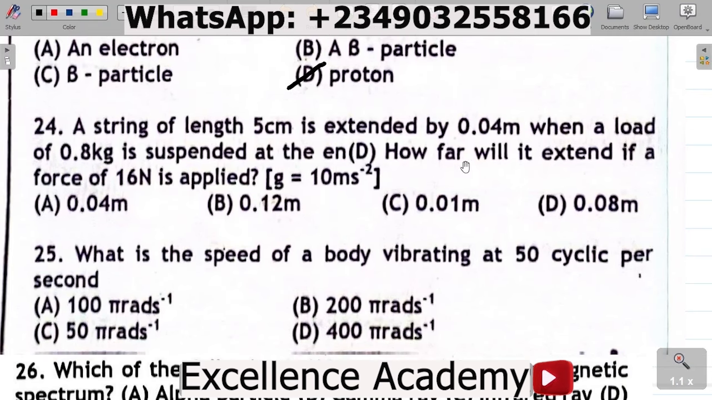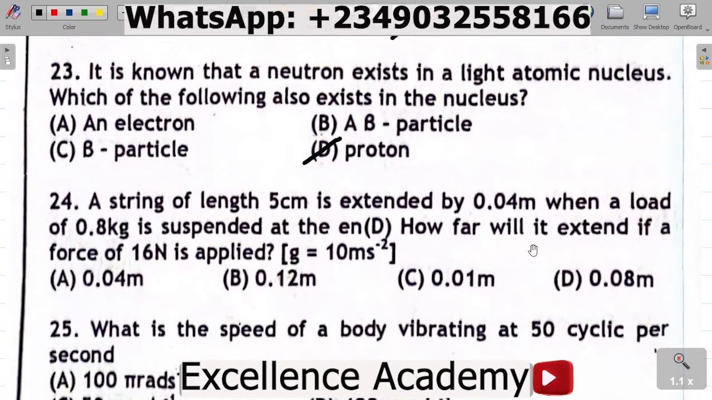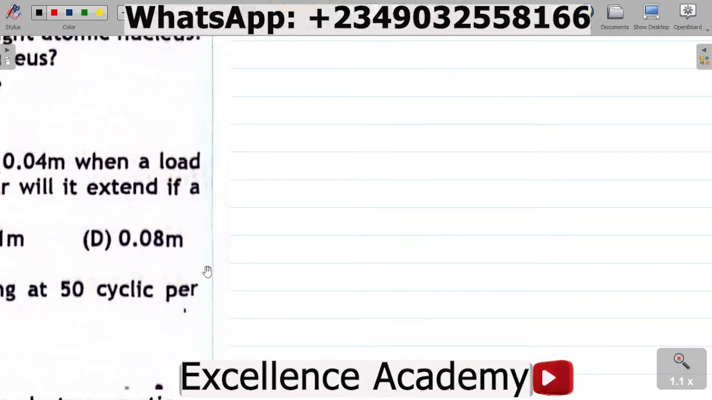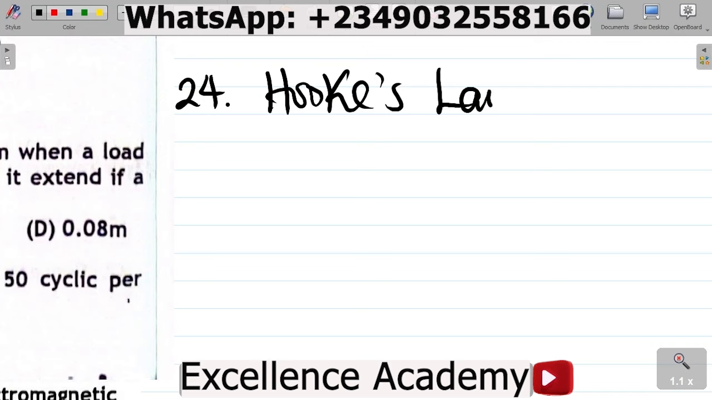Now, if you're asked to find how far will it extend, what they're asking you for here is extension. They mention force, they mention extension. The question now becomes, which formula relates force and extension? And the answer there is Hooke's law. So this is question 24. Remember that Hooke's law is under elasticity. From Hooke's law, you have that F is equal to Ke.